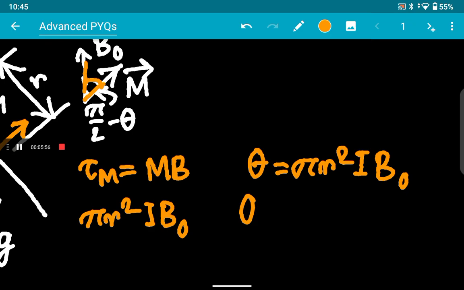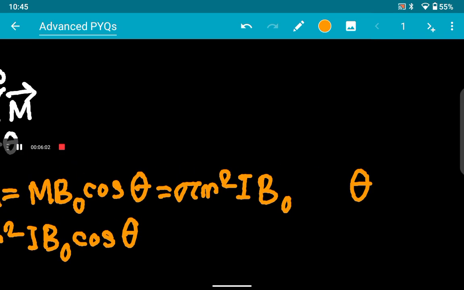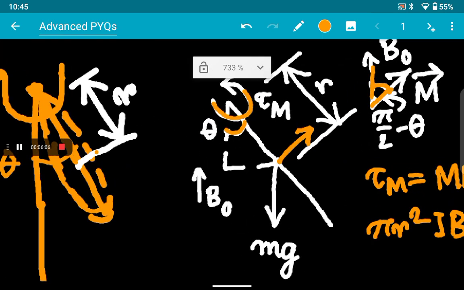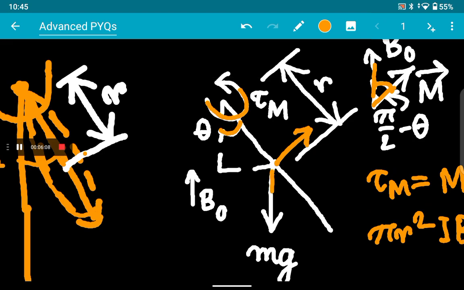Let me rewrite that. This is cos and this is also cos. This is cos. And now what is the moment due to this gravity? The gravity in this side. So notice one thing, we have to calculate this moment about this point because this is hinged here.